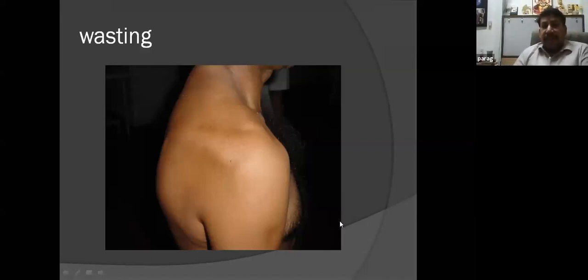Okay, so basically there can be only two pathologies which can give rise to this situation where you have wasting of the supra and infra, and everything else is okay. So this can happen only in two situations. One is a chronic rotator cuff tear. If you have a tear of your supra and infra which has been there for a long time, you will have this significant wasting.